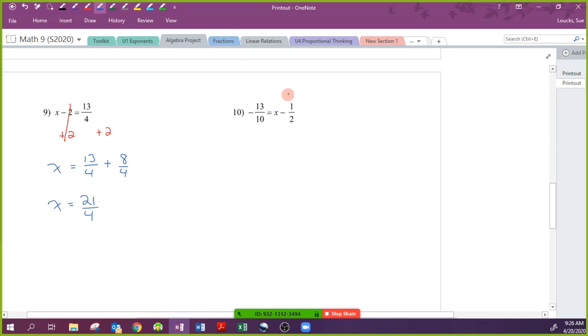For here, what I want to get rid of is this negative 1/2, so I'm going to add 1/2. And those cancel, and I'm going to add 1/2 to that side. So I have negative 13 over 10 plus 1/2, which is 5 over 10, and that equals x. So this is negative 13 plus 5 over 10 equals x. So that's negative 8 over 10 equals x, which I then have to reduce to negative 4 over 5 equals x.